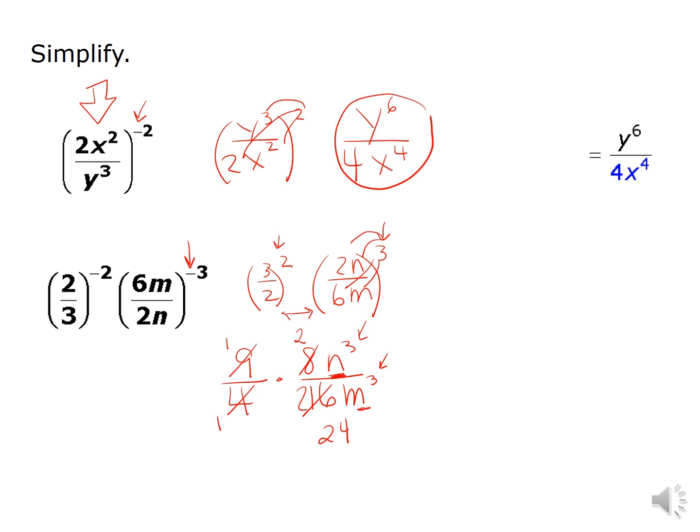So the final answer is 2n cubed over, oh, I forgot to simplify some more. So we'll just do this, 24m cubed, and that simplifies to 1n, the 2 goes into there, and it's n cubed over 12m cubed.